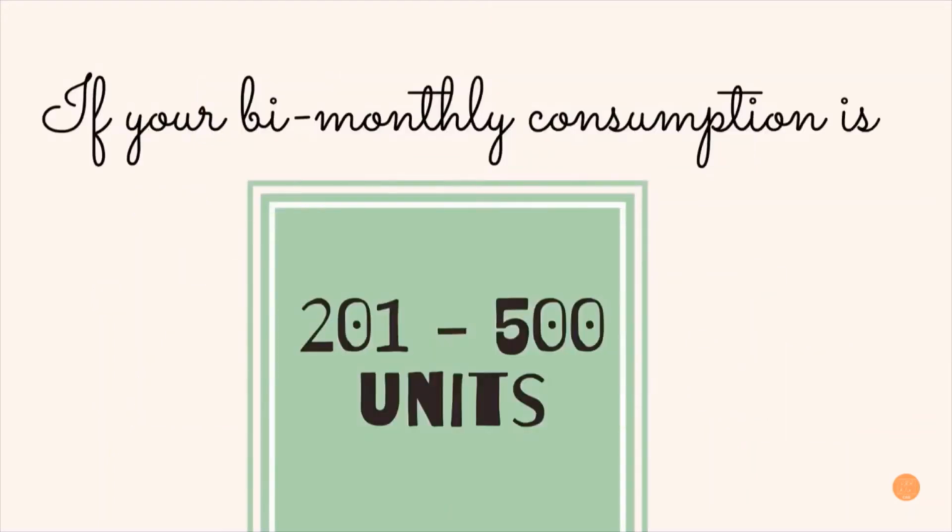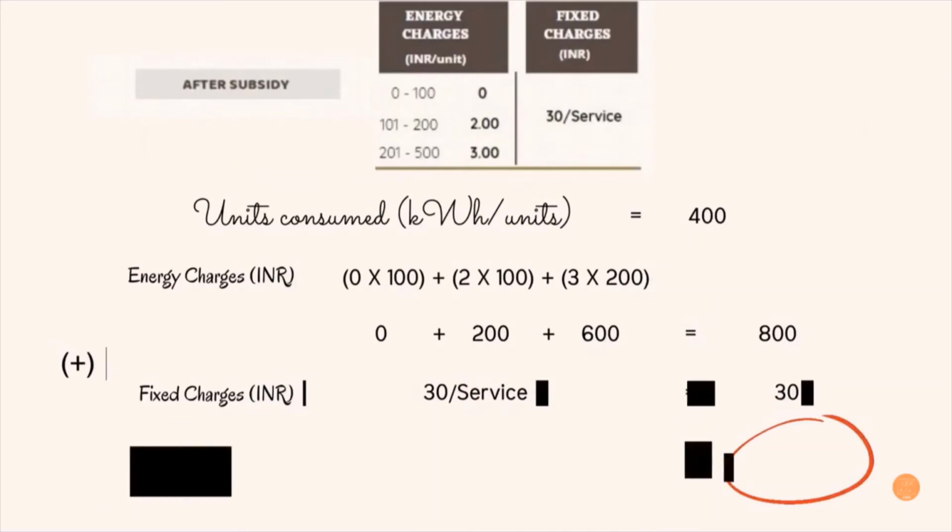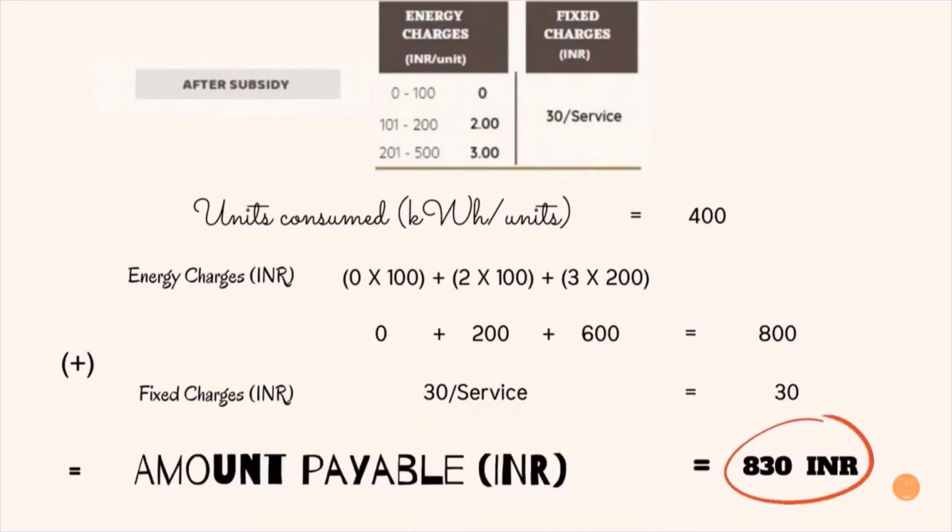If your bi-monthly consumption is between 201 to 500 units, you are then charged at a relatively higher tariff rate. For example, if your bi-monthly consumption is 400 units, you do not pay an electricity bill for the first 100 units. For the next 100 units, energy charges at the rate of 2 rupees per unit will be applicable. For the remaining 200 units, energy charges of 3 rupees per unit will be applicable. To this, fixed charges of 30 rupees will be added and the total amount payable will then be arrived at. In this instance, it would be 830 rupees.